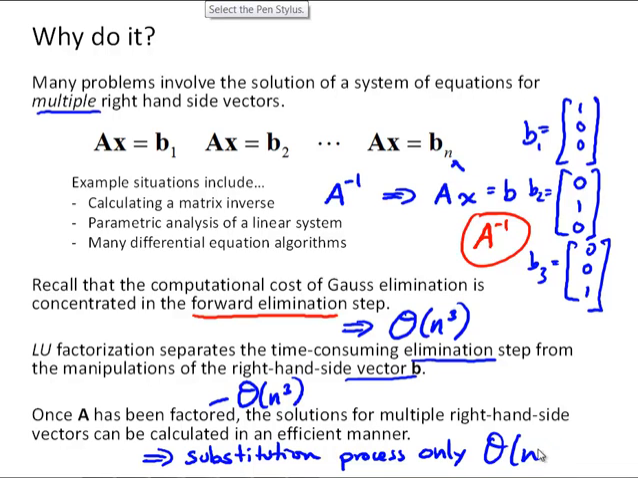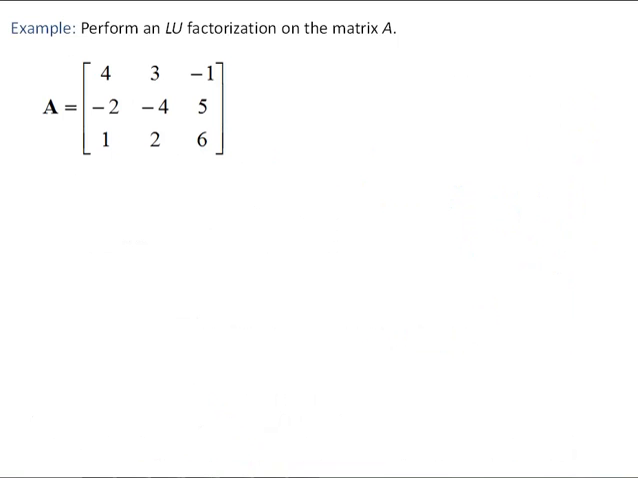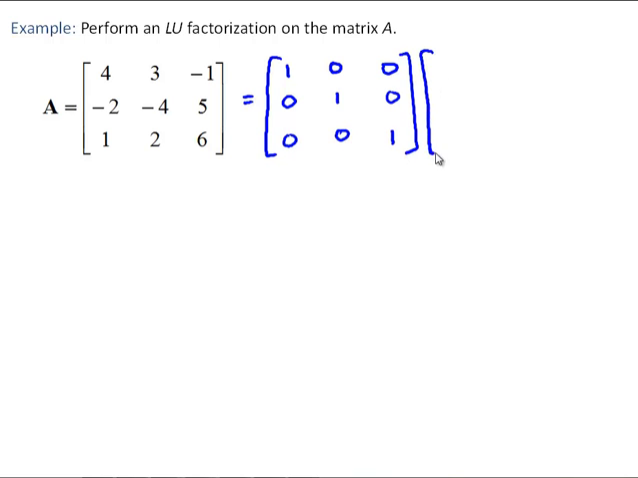We'll look more into that in a minute, but first let's do an example of doing that LU factorization. So here's a matrix A, and what I will do is set this up as follows. I'm going to write this as the product of two matrices, and I'll start by just having the identity matrix multiplied by A. We know that this is true because a matrix multiplied by the identity matrix is equal to itself.